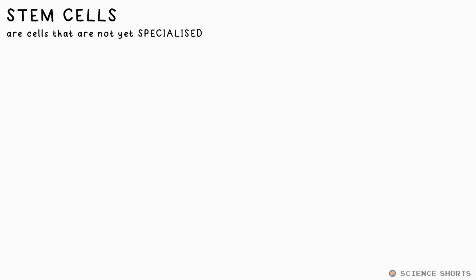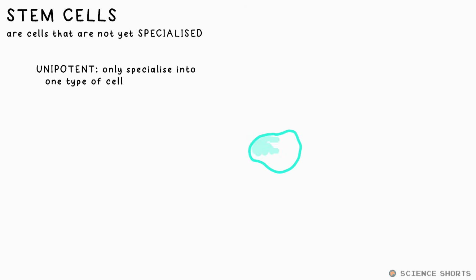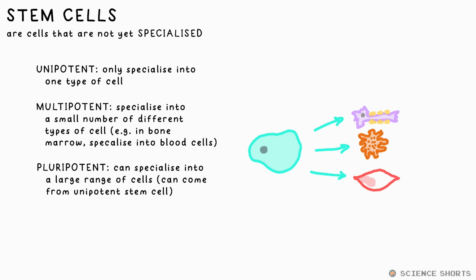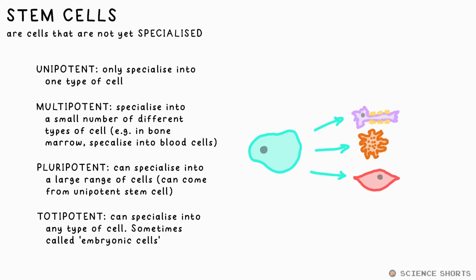Stem cells are those that are undifferentiated, not yet specialized. Unipotent stem cells can only specialize into one type of cell, multipotent into a small number of types, for example those in your bone marrow specializing into blood cells. Pluripotent stem cells can turn into a large number of different types, used for repairing damaged cells, and they can actually come from unipotent stem cells too, while totipotent stem cells can do it all. These are used to develop a fetus, so they're sometimes called embryonic cells.